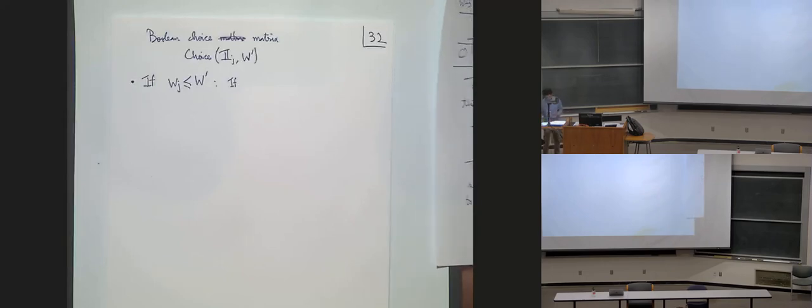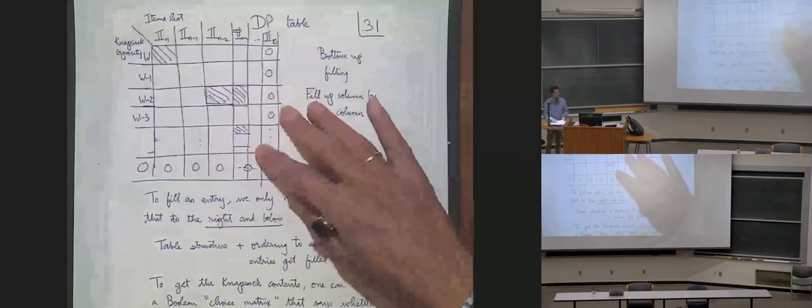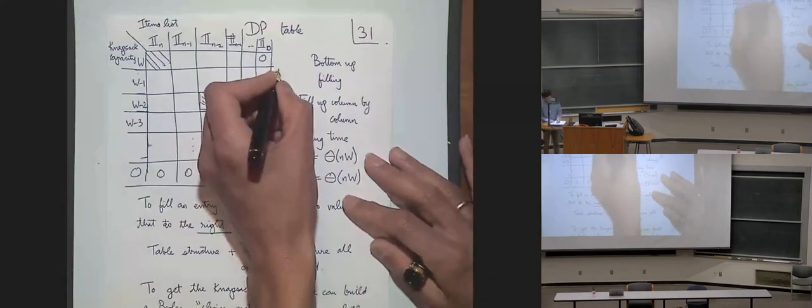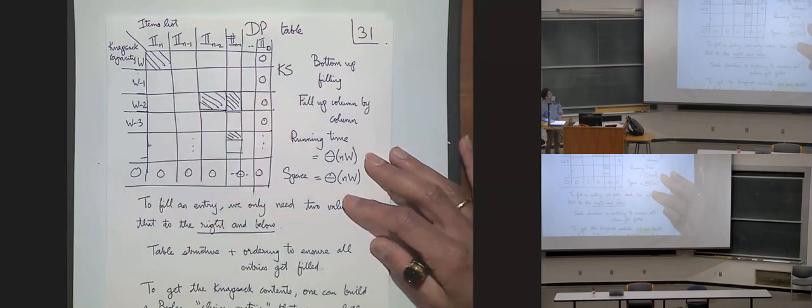suppose you filled up this matrix. I'm just going to make it easier for now. I'm going to refer to this matrix as the knapsack matrix, so the KS matrix.